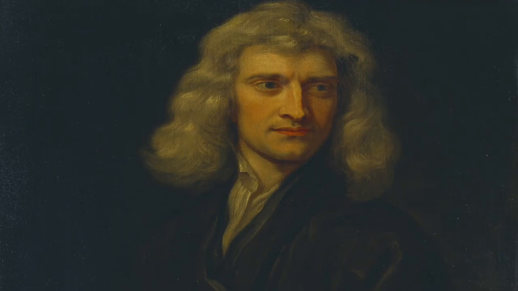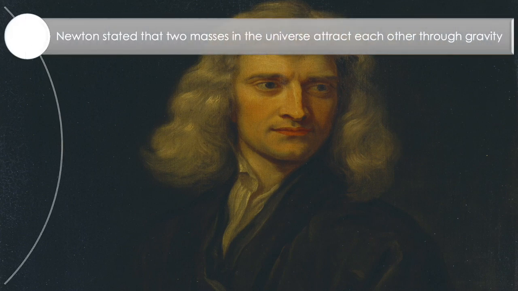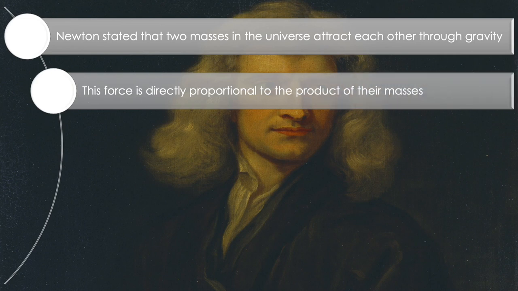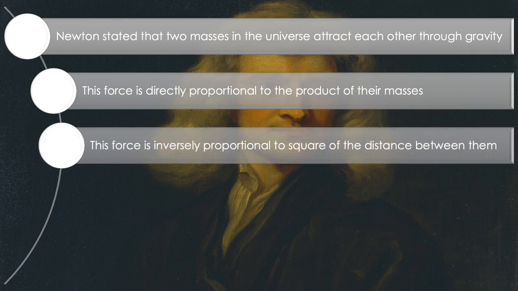And now, the summary of this video. Newton stated that two masses in the universe attract each other through the force of gravity. The force of gravity is directly proportional to the product of the two masses. And the force of gravity is inversely proportional to the square of the distance between the two masses, something that we call the inverse square law.